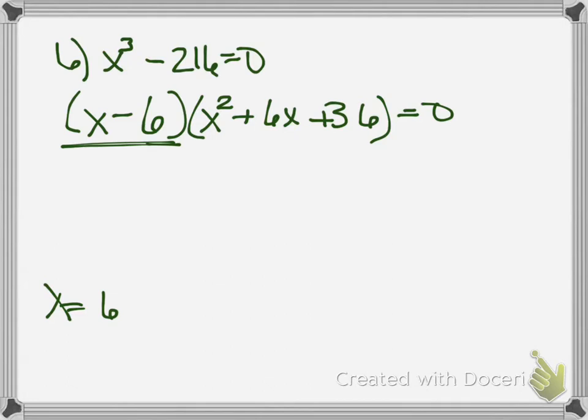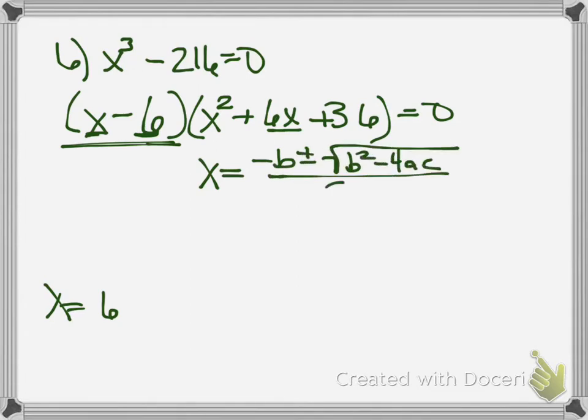The second one you have to use the quadratic formula, and then you've got to identify what's a, what's b, what's c. So you're going to use negative b plus or minus the square root of b squared minus 4 times a times c, all of that over 2a. Plug in the numbers where you've got a, b, c right there, and keep going from there.